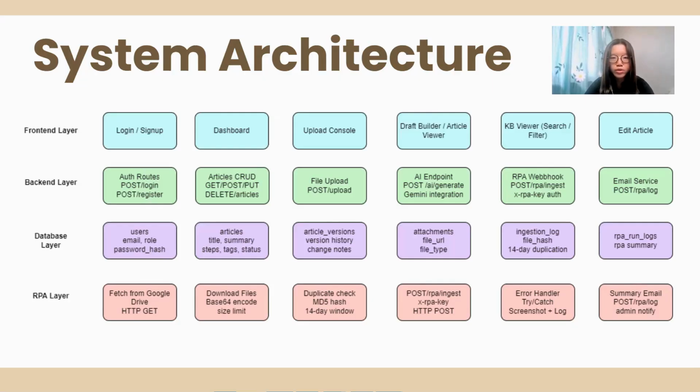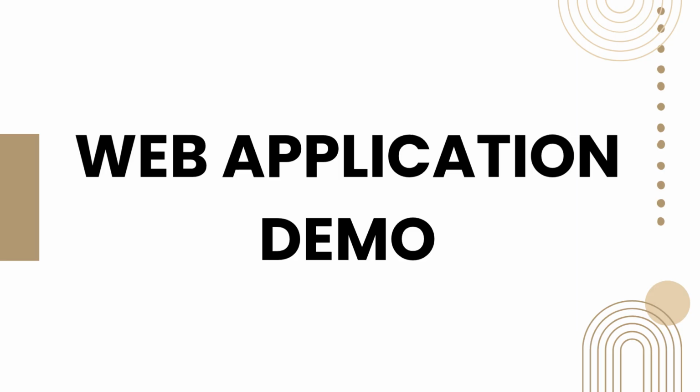At the bottom is the UiPath RPA layer. The robot monitors a Google Drive folder, downloads new files, and sends them to the backend API for processing. The backend then emails the admin a summary report after each run.